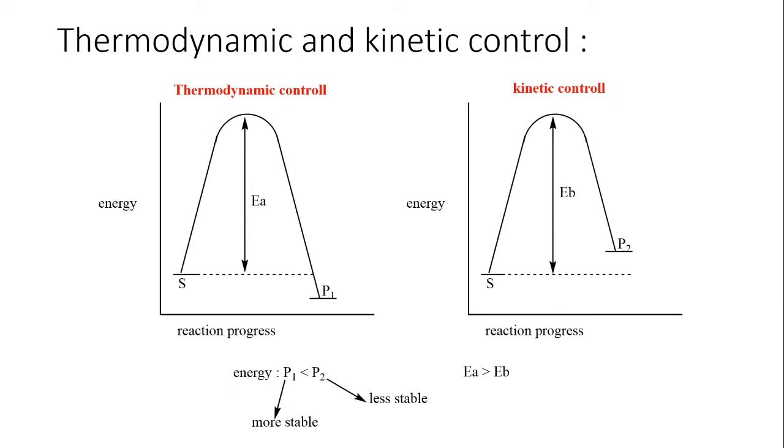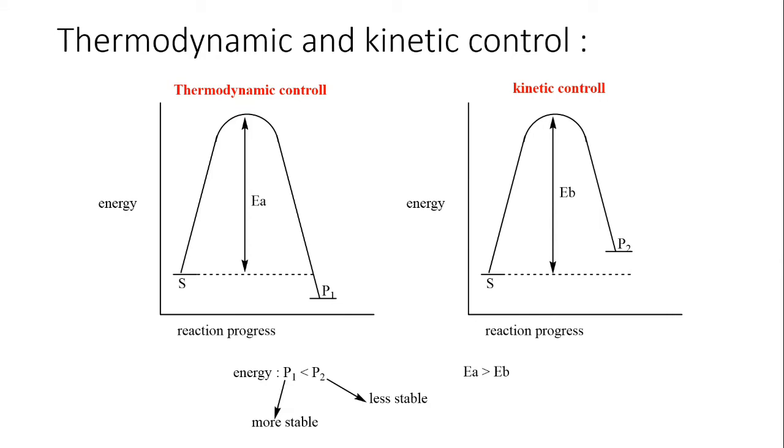Now we move to the second graph, which indicates the kinetic stability, where you can see that the energy of the P2 product is more than the substrate, which indicates that the product is less stable than the substrate at room temperature. That's why it is known as the kinetically stable product.